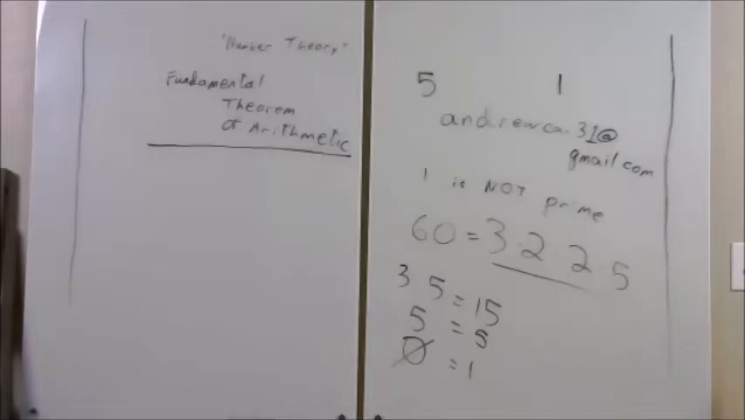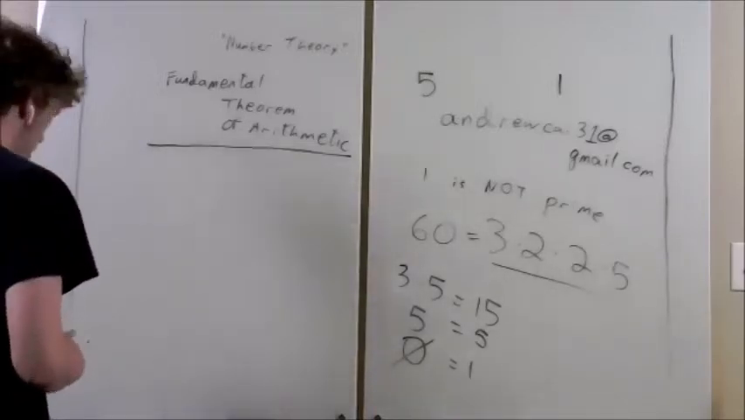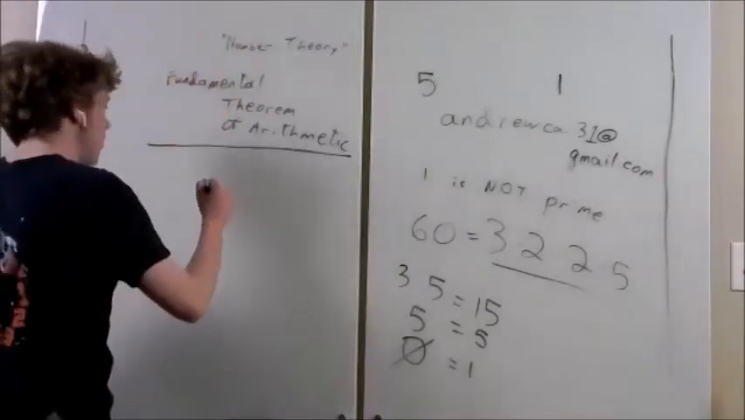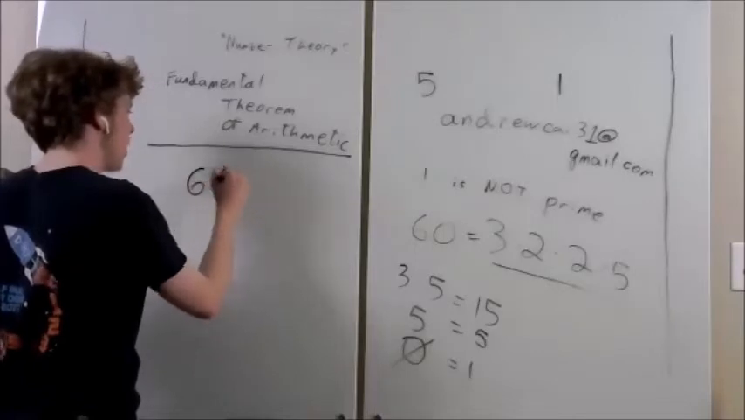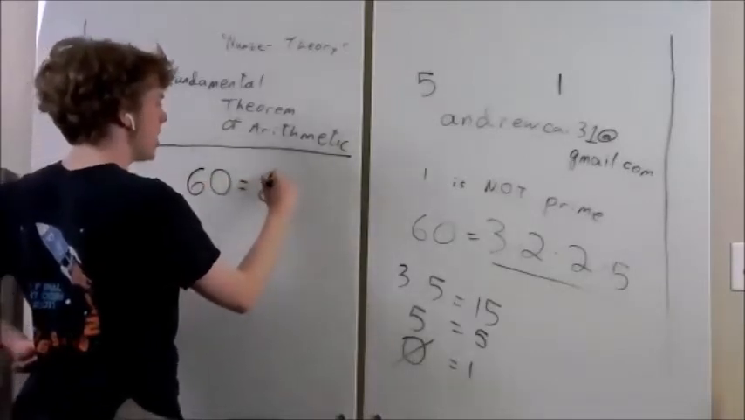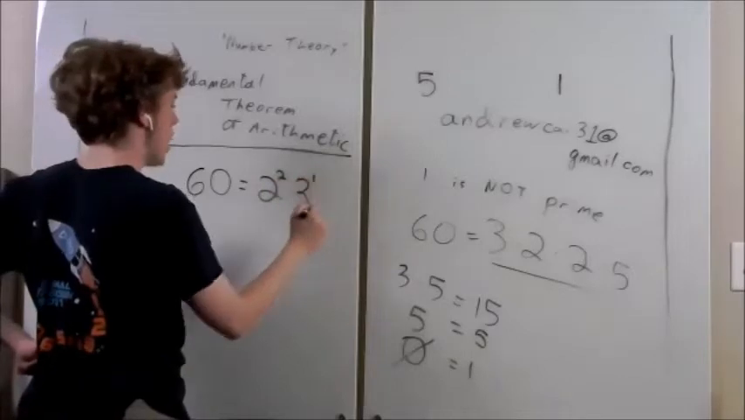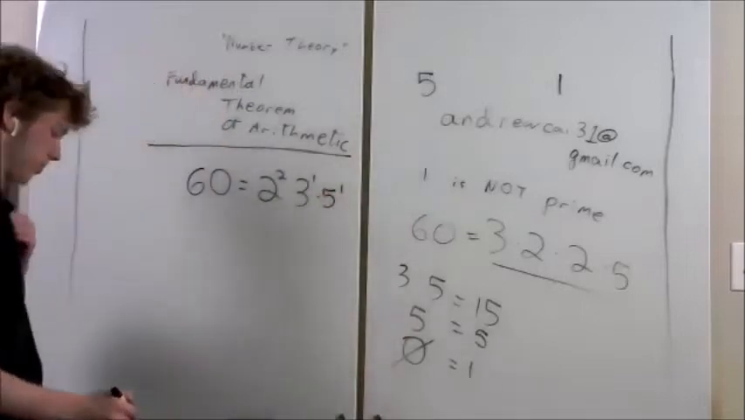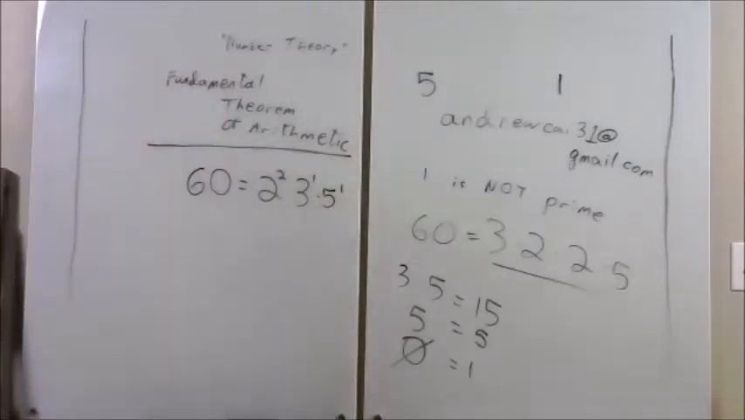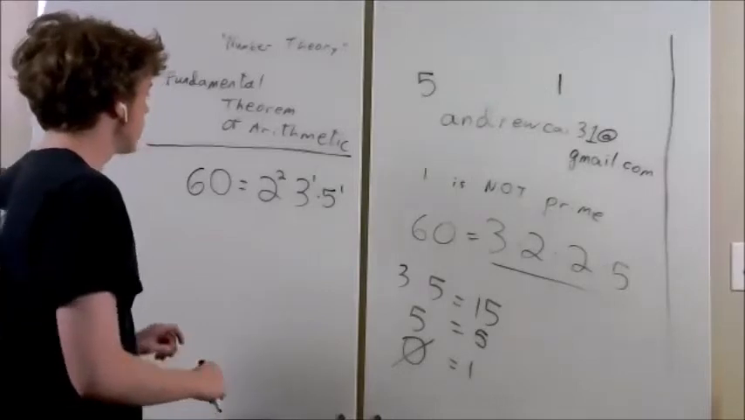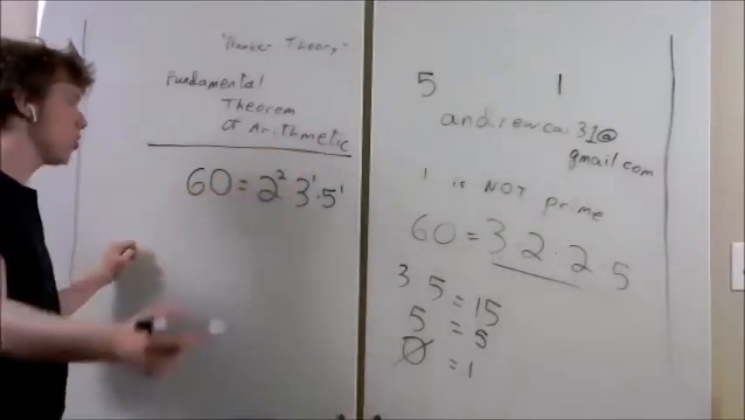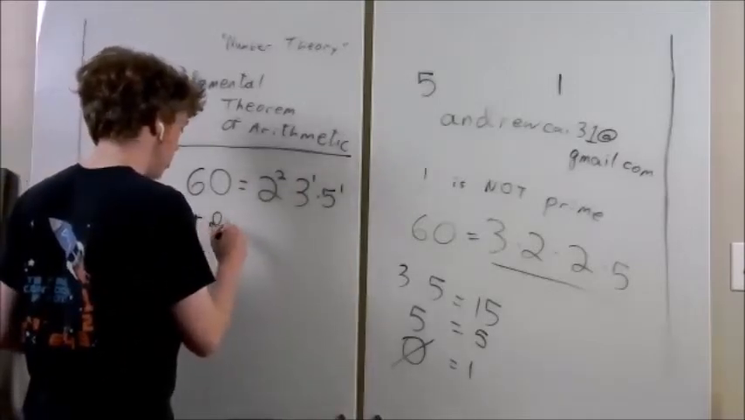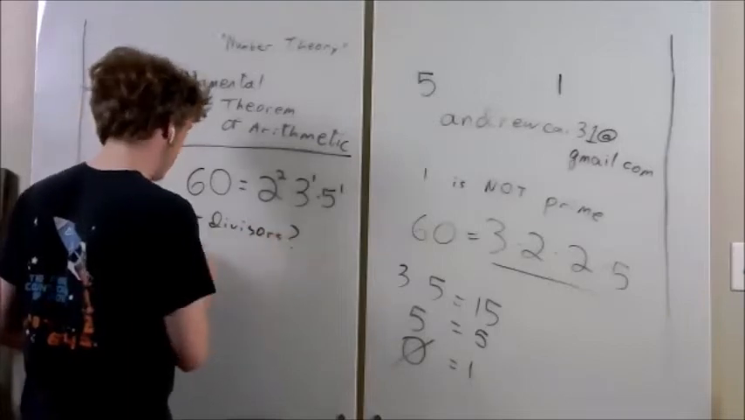One example of how you can use this is, if you want to understand an integer's divisors. So if I have this number 60, I'm going to write its prime factorization in a particular way. Let's write it as 2 squared times 3 to the first power times 5 to the first power. And 3 to the first power is just 3. So how many divisors does it have? And what is their sum?